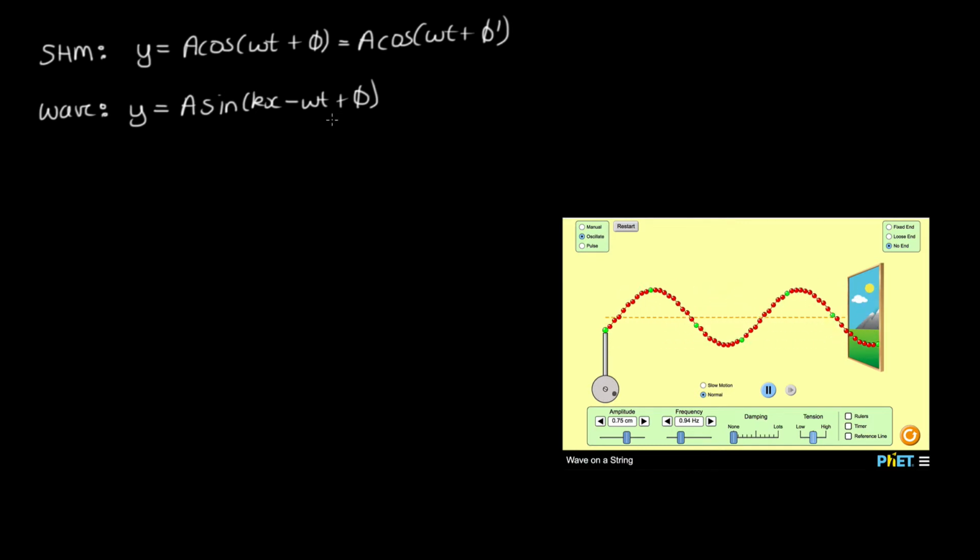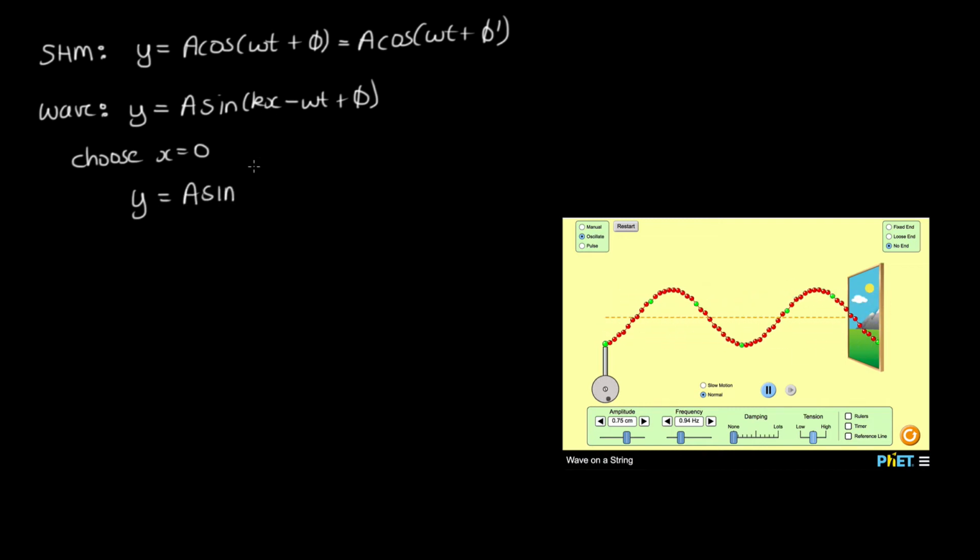Okay, now we can consider any point on the wave, but we're just considering one x and then looking at how the y changes at that x. So let's keep everything simple and just choose x equals 0. This is arbitrary, we could choose anything, but let's just keep the math simple. Okay, so this tells us that y is equal to A sin, now kx, that's 0, so now I've got minus omega t plus phi.